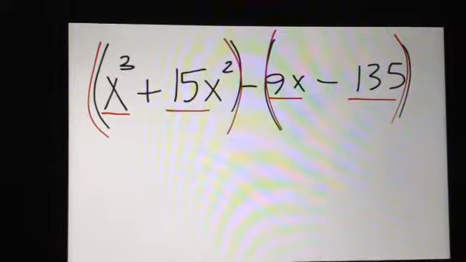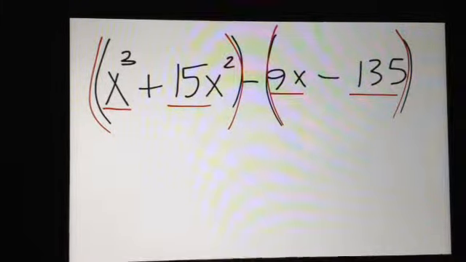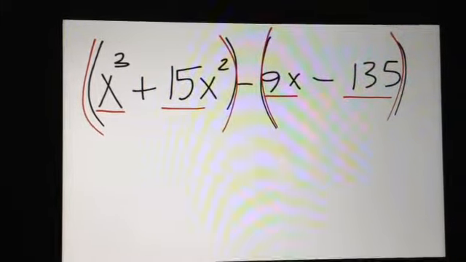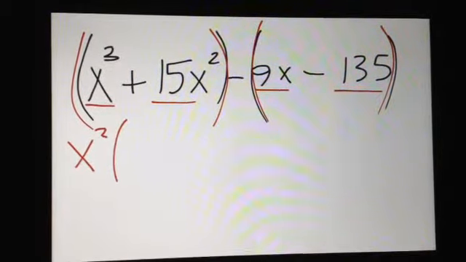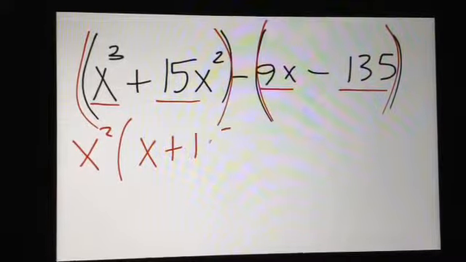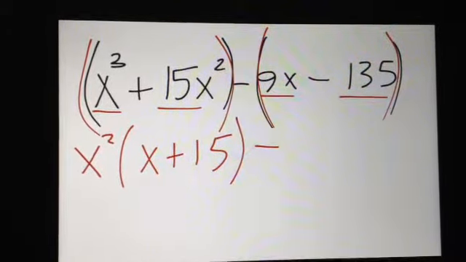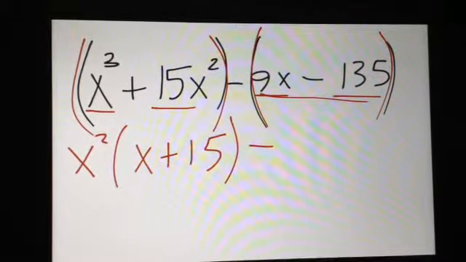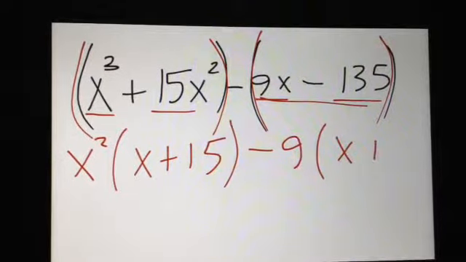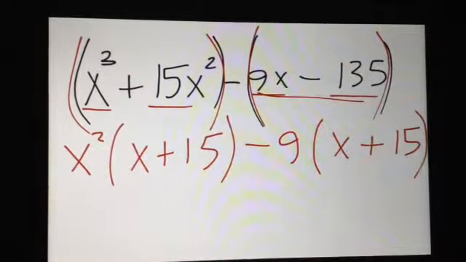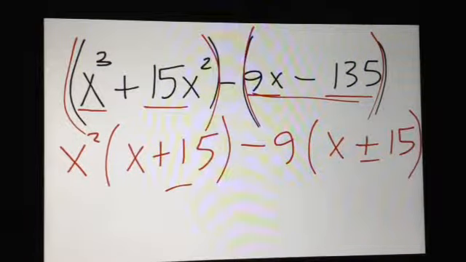So factoring out this first parenthesis, the first thing we would do is find the greatest common factor. And right here, the greatest common factor would be x squared. So factor out the x squared, then leave what's left, x plus 15. And then do the same thing with this side. The greatest common factor is a 9, and leave x plus 15. Make sure this is plus 15, because if these two aren't the same, then this won't work.